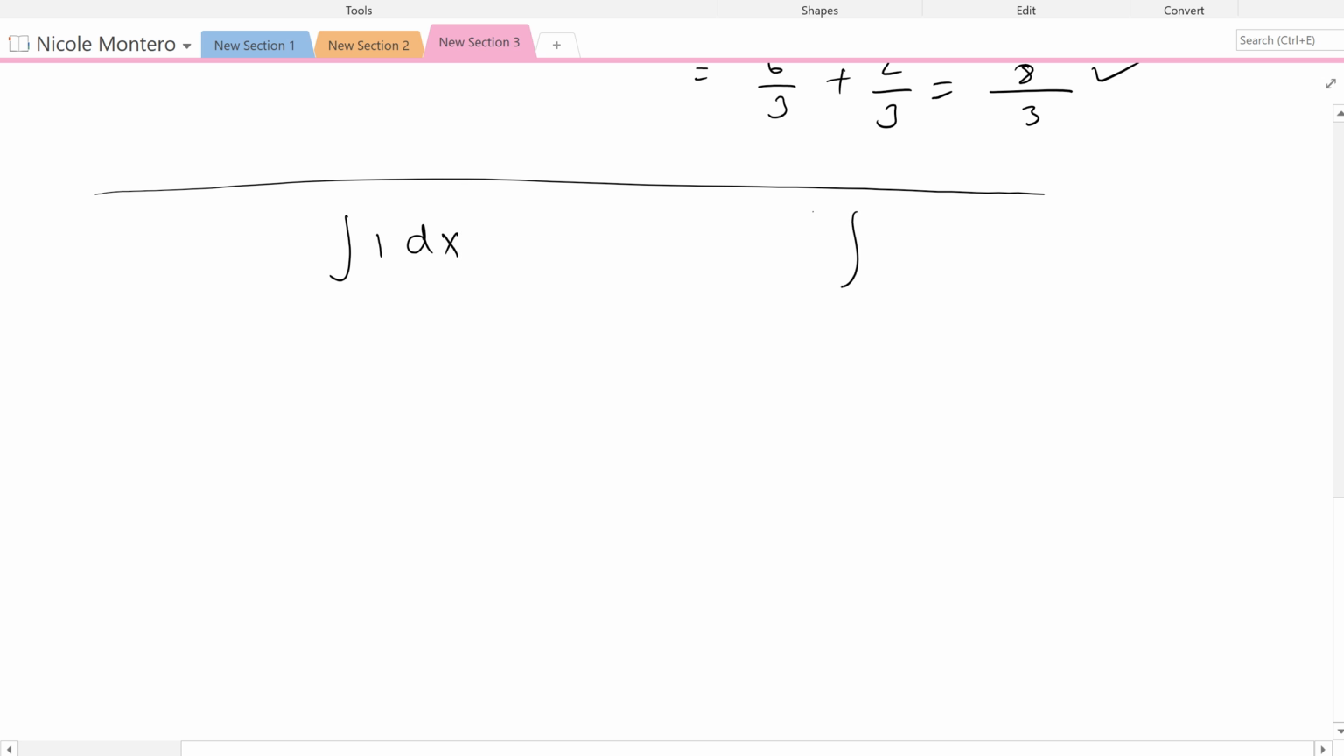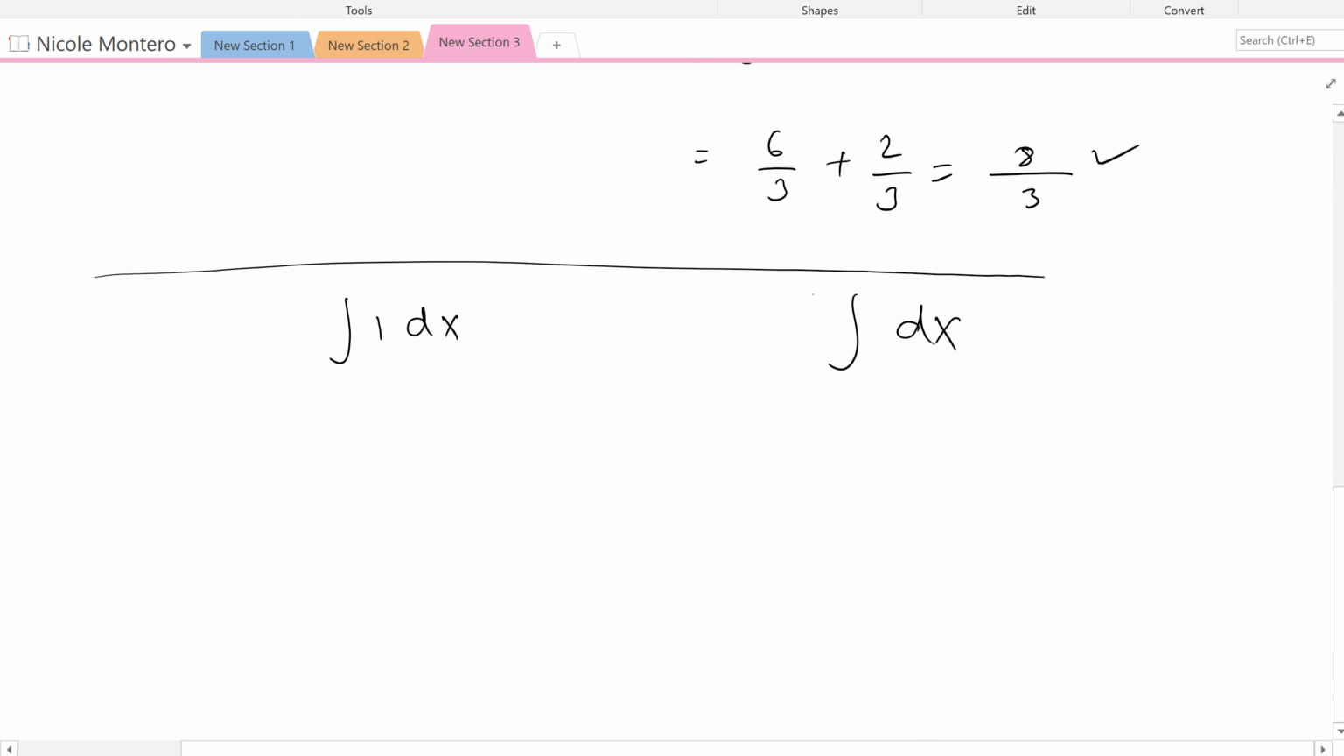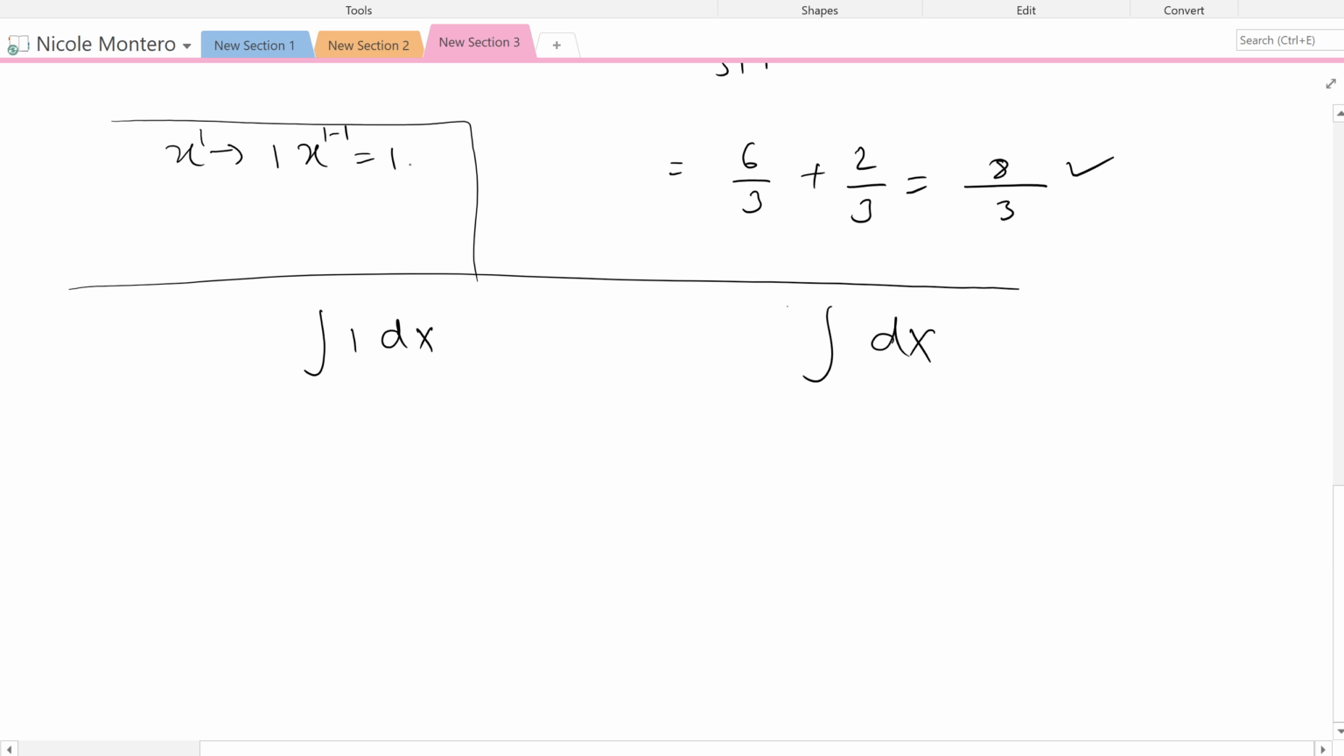Sometimes they don't even write 1. Let me explain this. Now we know that the derivative of x is 1: the power goes to the front and you reduce it by 1, so the derivative is 1 times x raised to 0. Any number raised to the power 0 is equal to 1. So 1 multiplied by 1, we know that the derivative of x is 1. Therefore the antiderivative of 1 is going to be x.